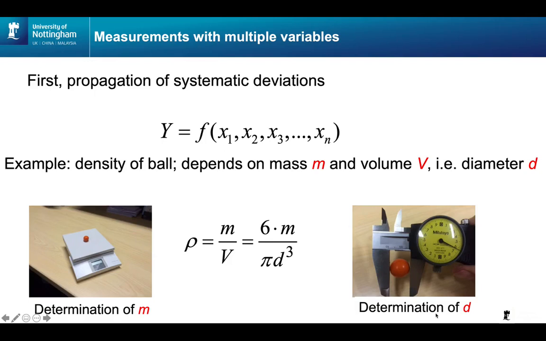And notice the two pictures I've put in here are the mass measurement and the displacement measurement, and it's important to realize that they're separate measurements. So you can't measure the mass and the diameter at the same time. You could try, but it would be difficult, and you wouldn't typically do that. So just bear that in mind when we come to talk about correlation.